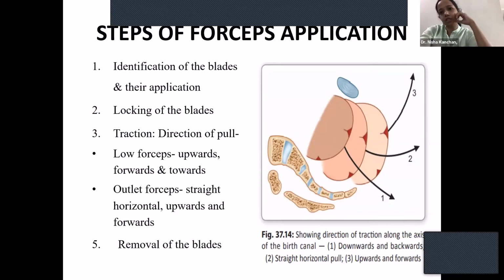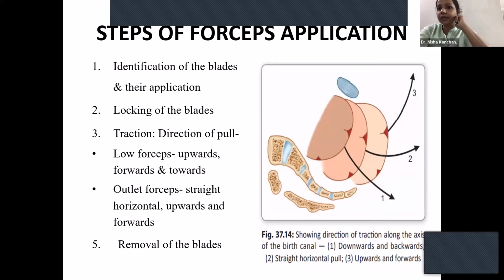This figure is showing you application of forceps for low forceps. Here the head is higher, so first you pull it downwards and backwards. Then when it is reaching the perineum, you pull it horizontally. After that, delivery of the head in cephalic is by extension, so you have to pull it upwards.